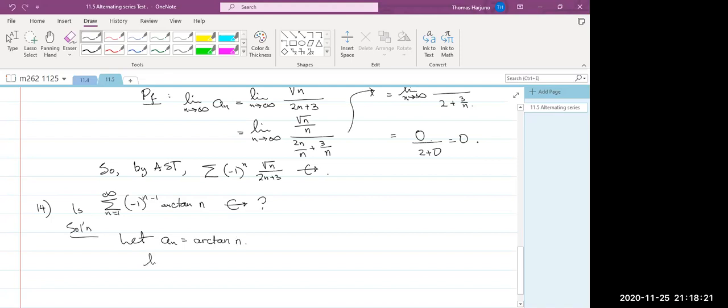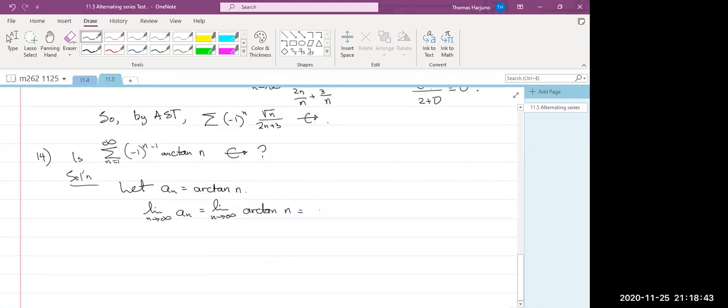The thing is, the limit as n goes to infinity of a sub n is the limit as n goes to infinity of arctangent n. What is that? When n goes to infinity, what is arctangent of n? Pi over 2, right? Okay. So by the alternating series test, this alternating series is divergent.